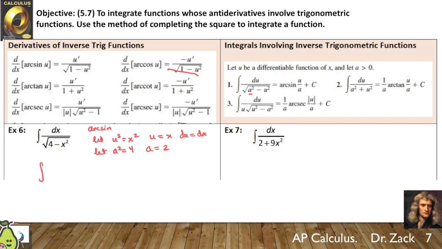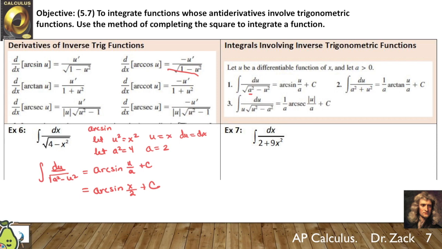Rewrite our problem, we now have du over the square root of a squared minus u squared, which is the formula for the arc sine. So we know our answer is going to be the arc sine of u over a plus c. But what was u? You're going to have the arc sine of x divided by your a value, which is 2, plus c.